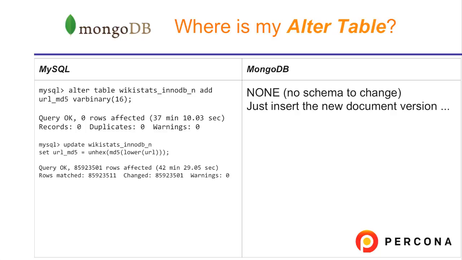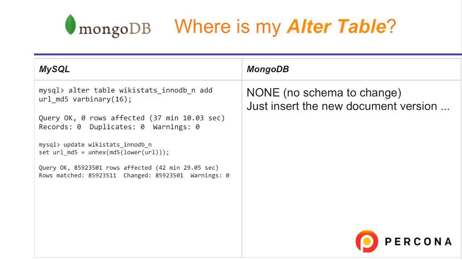So I said, okay, I can convert it to MD5 in hex, and instead of storing this huge value, which can be 1,000 bytes, since some URLs contain the URI, I can always have 16 bytes. So I do alter table, add MD5 column, varbinary. Took 37 minutes for me. I do update and do unhex. Took 42 minutes for me, right?